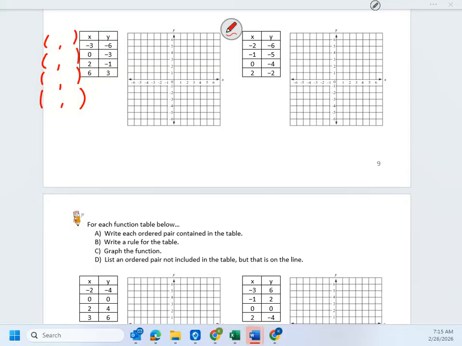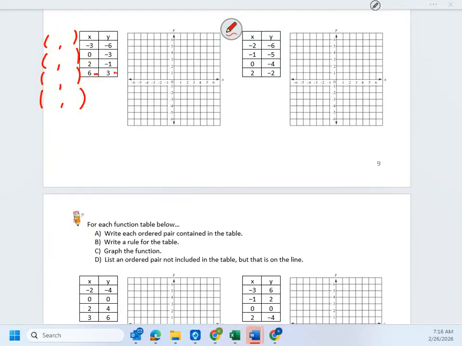Then we go and look and say, okay, what's our rule? How am I going from the X to the Y? To go from 6 to 3, well, that could be -3, or it could be divided by 2. I'm not sure. So I need to have more than one ordered pair listed. I need to have several so I can see what that pattern is. Is it divide by 2 or is it -3?